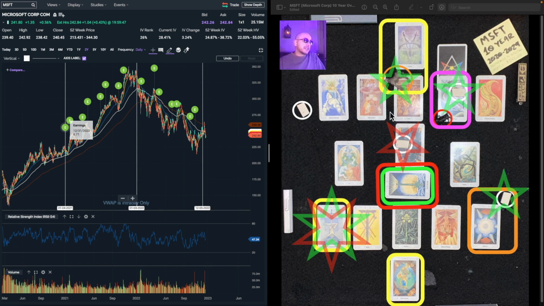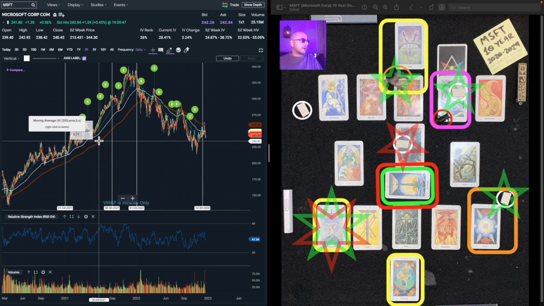In some cases, I've seen it several times before. In some cases, the Lover's card will resemble the Art card with a prominent move higher and then a full retracement back down to where that move higher started. And you can see we kind of have that going on here.